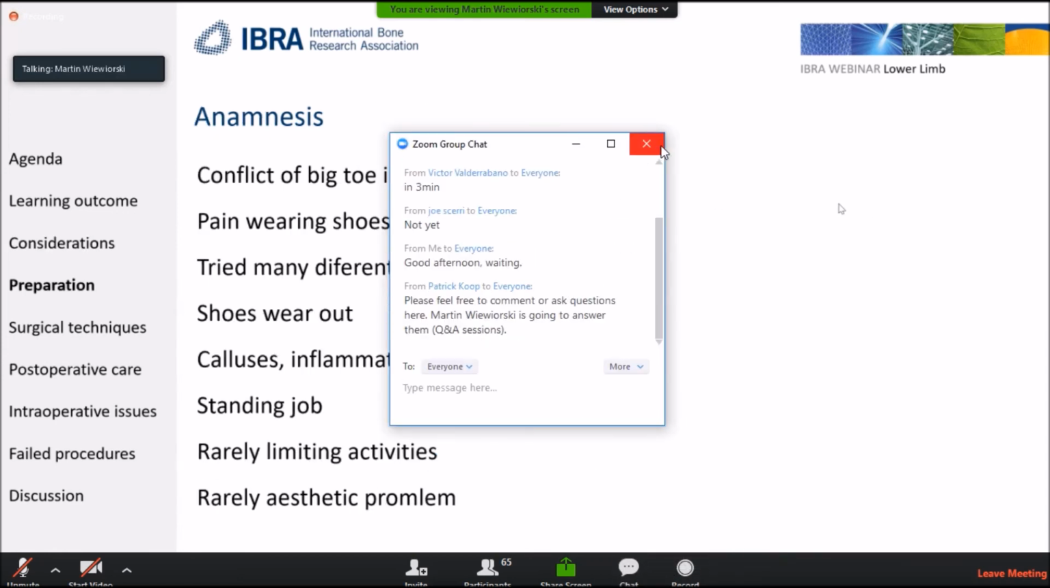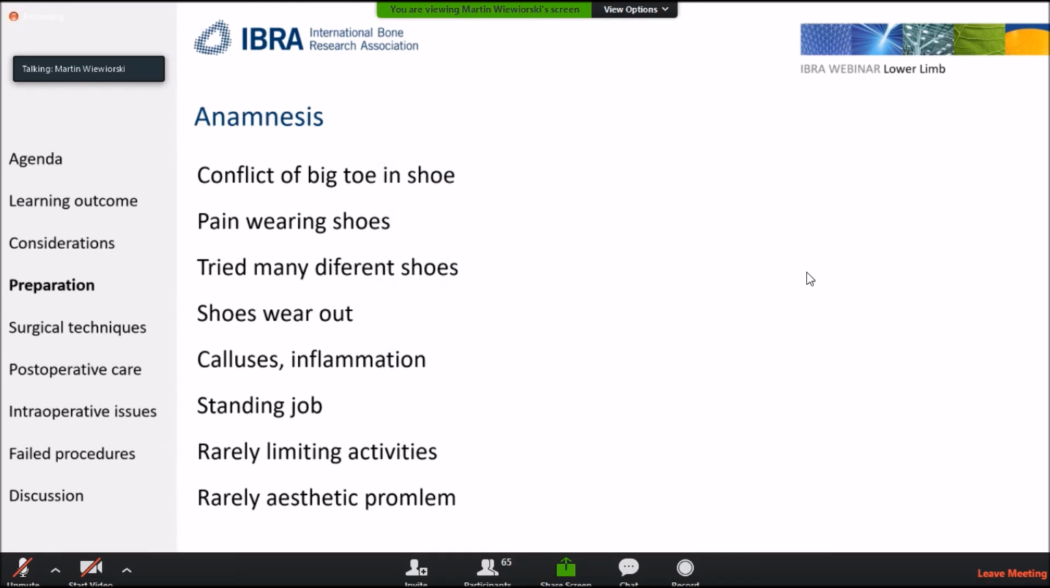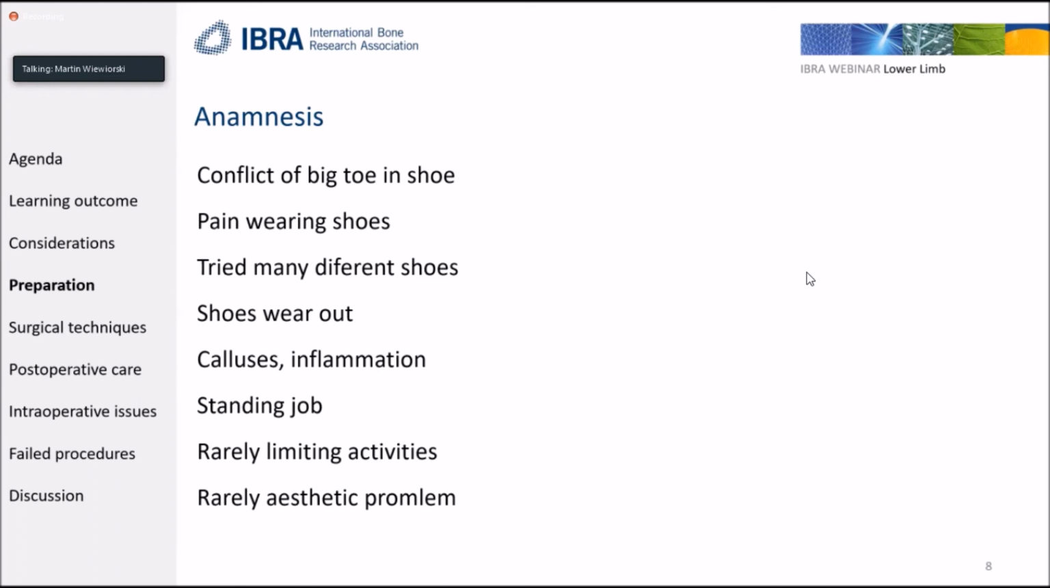Of course, when the patient comes into your outpatient clinic, the anamnesis, the questionnaire, is probably the most important thing. Most of those patients report they have a conflict of the big toe and shoes. They have pain wearing shoes for a longer period. They tried many different shoes in the past. They talk about increased wear of the shoes. They have calluses. They have inflammation of the big toe. Many of them have a standing job.